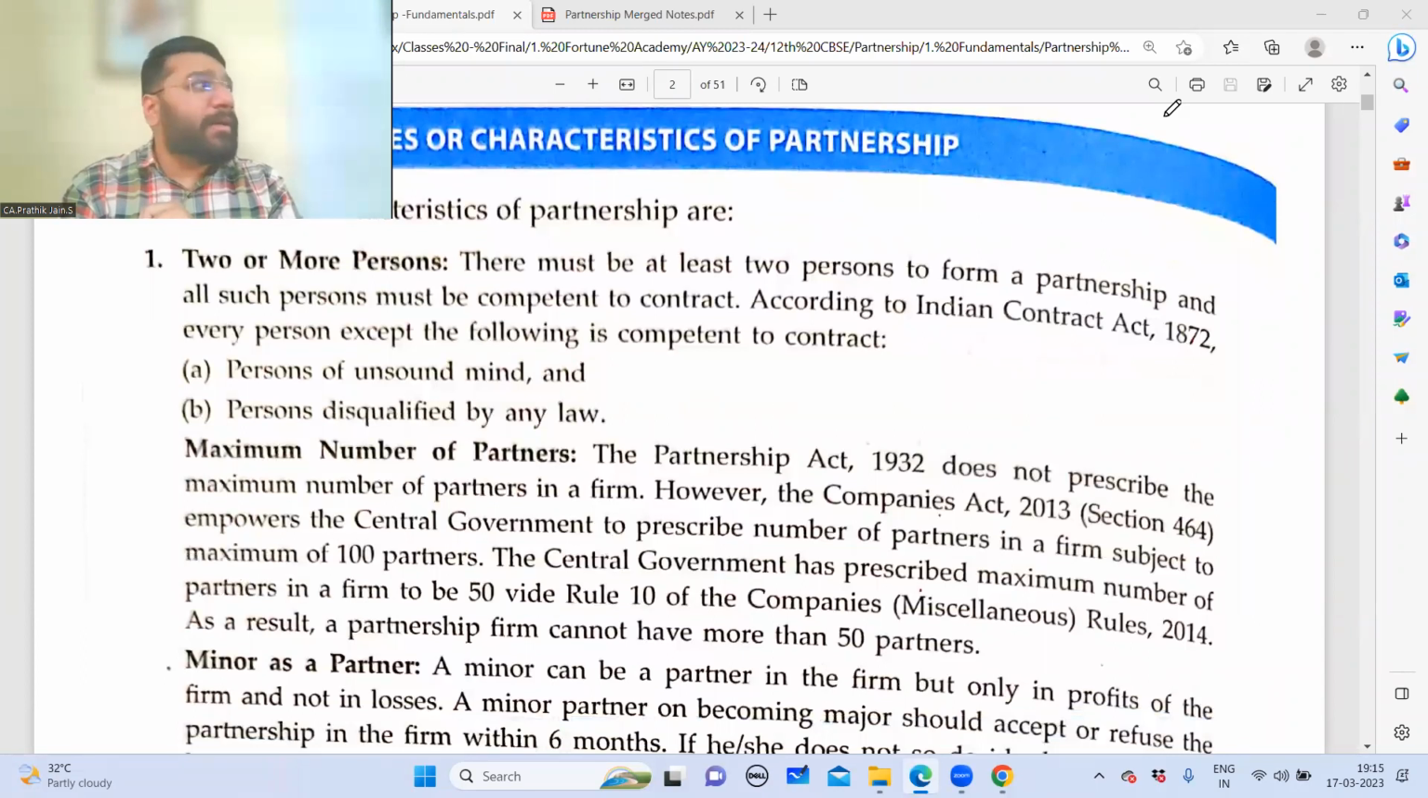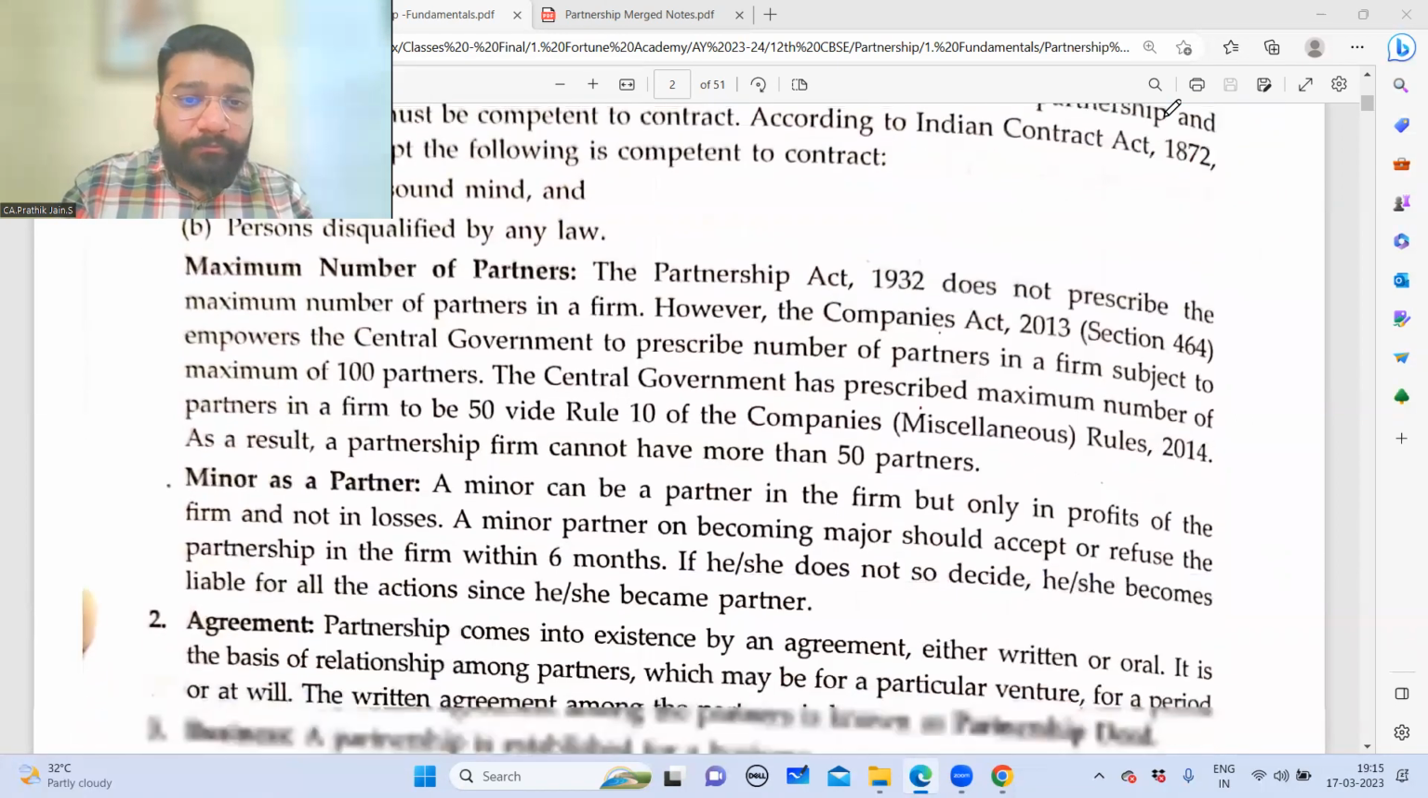So everyone in India is competent to contract. They can get into contract except two people. People of unsound mind, or person of unsound mind. Sir, you cannot give this answer in exam. What is that technically called? Person of unsound mind. And a person disqualified by law.